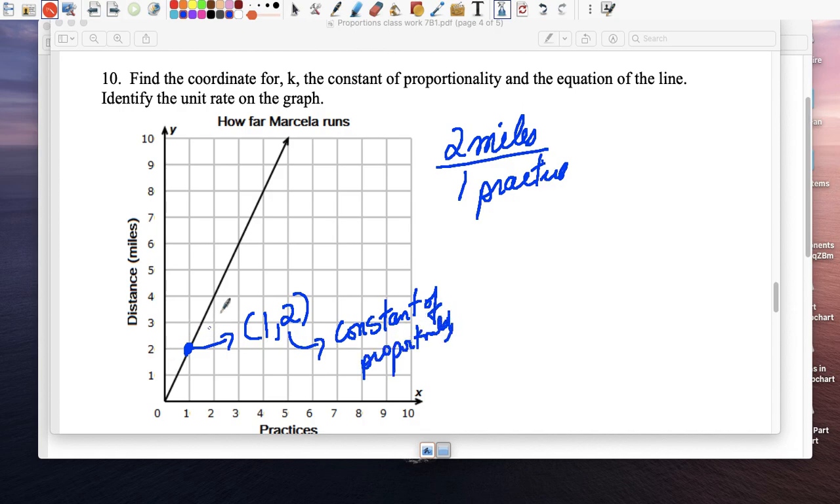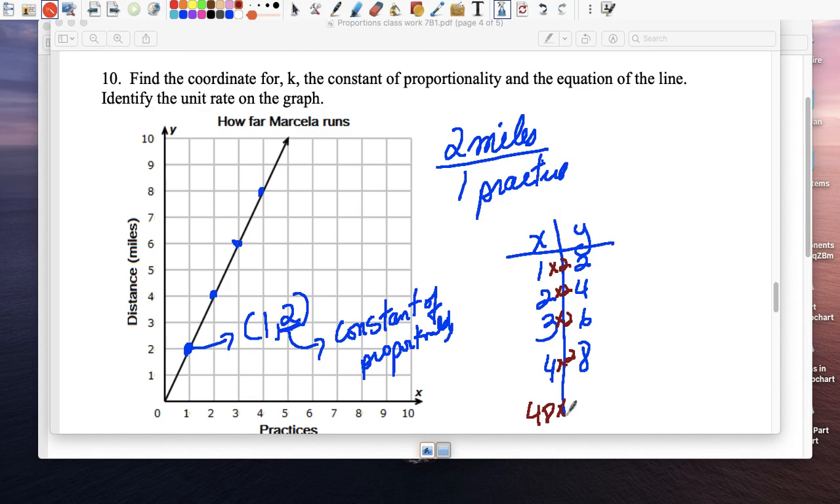Okay, so let's grab a few more points, 2 and 4, 3 and 6, and if you create a table, maybe that's easier for you to see. Let's take the values of x, 1, 2, 3, and let's even go to 4. So when x equals 1, y is 2. When x equals 2, y is 4, 6, and 8. So what's happening to every x value? Times 2, times 2, times 2, times 2. So if you had 48 practices, well, that's not a big deal. Times 2, so it would be 96 miles, etc., etc.